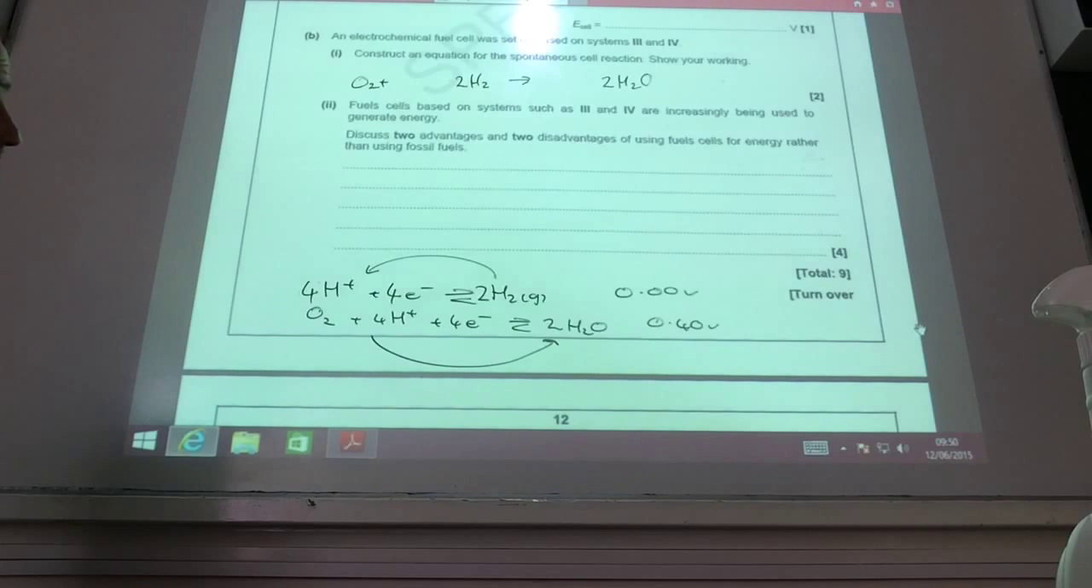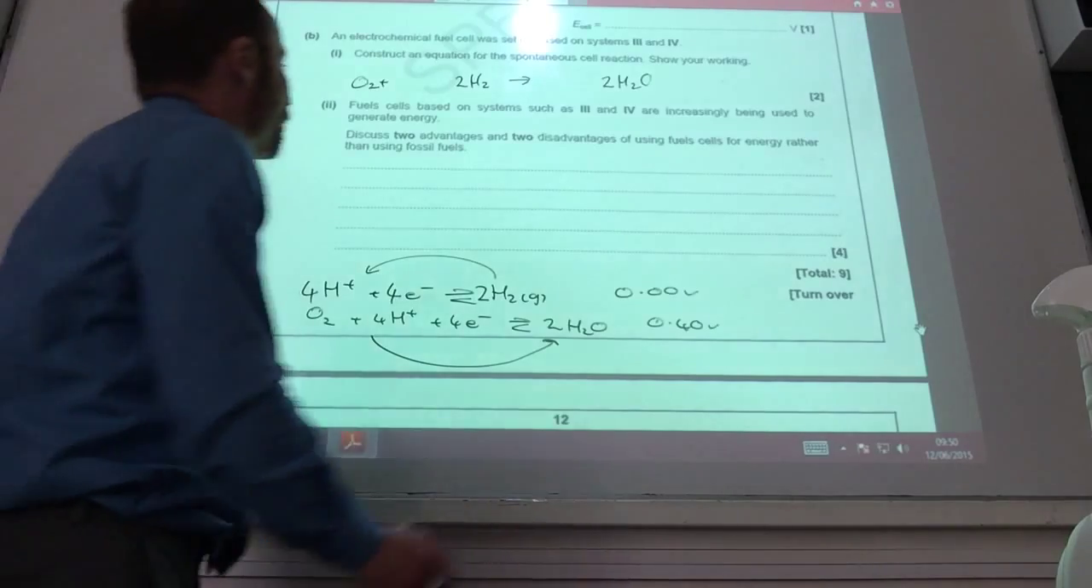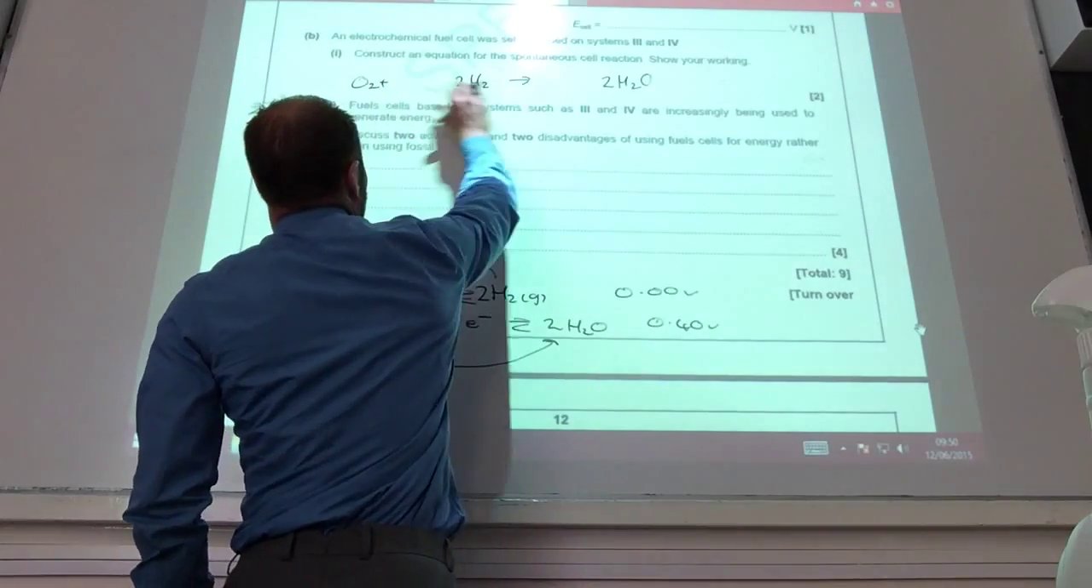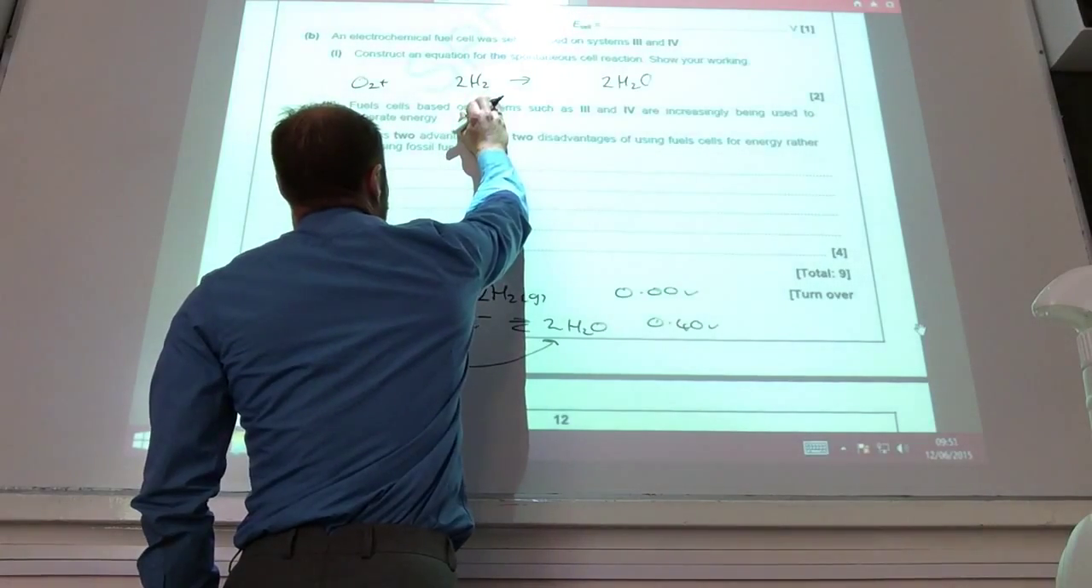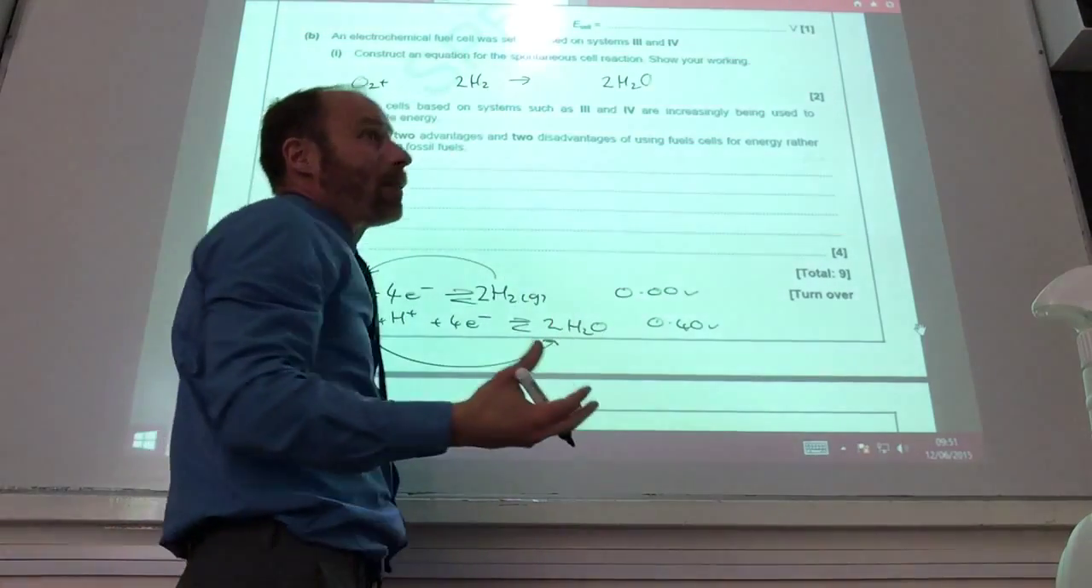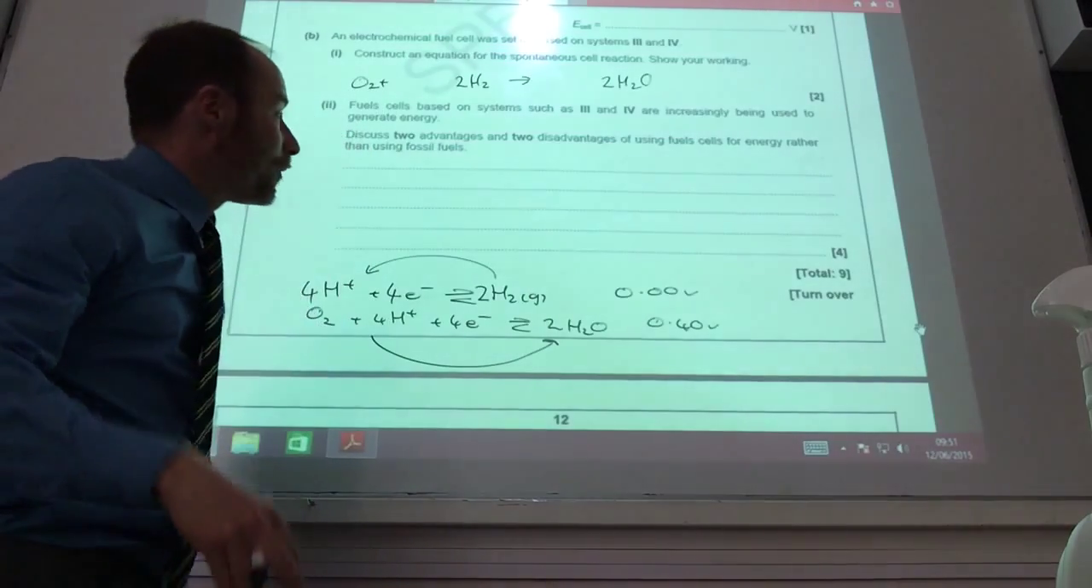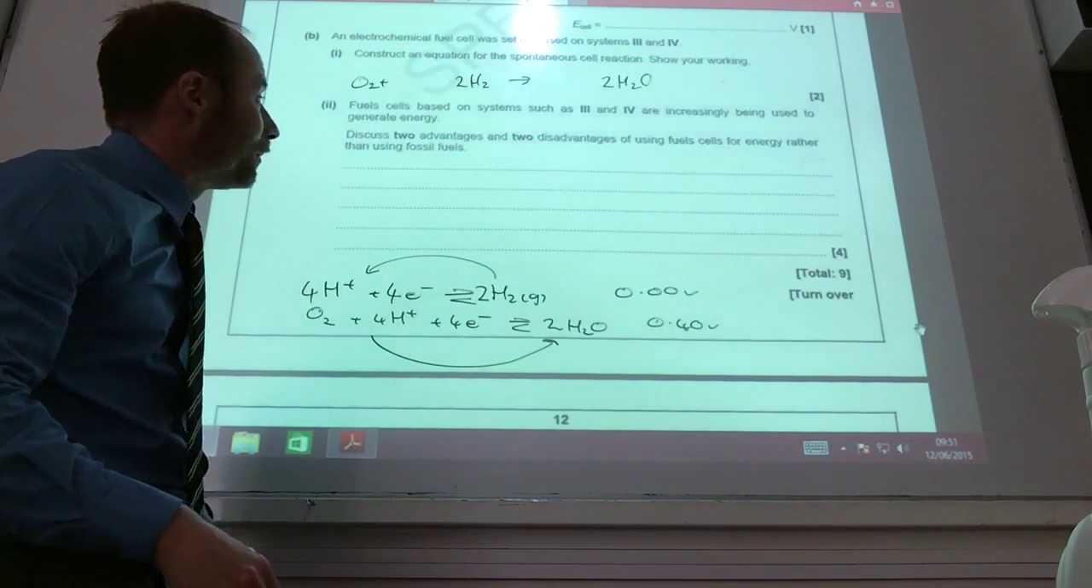Disadvantages, hydrogen gas, pretty difficult to store. You would have talked about how you store it as part of the course. And also, you've got to get your H2 from somewhere, haven't you? O2 you can get from the air, but H2 you've got to get from somewhere, which could end up being from the electrolysis of water, which you've got to put energy in to do anyway.